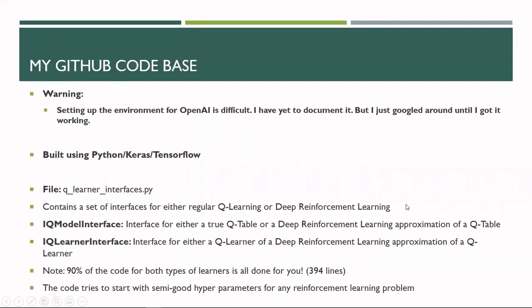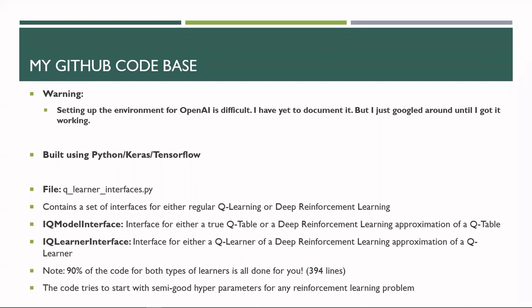So now, how do I do all this? If you want to try out my code base, the code base is built using Python and Keras and TensorFlow. The main file is the QLearner interfaces file, qlearnerinterfaces.py. So this is all in Python.